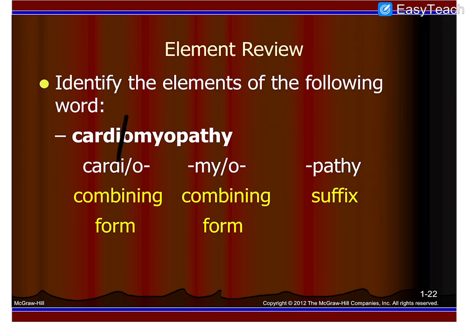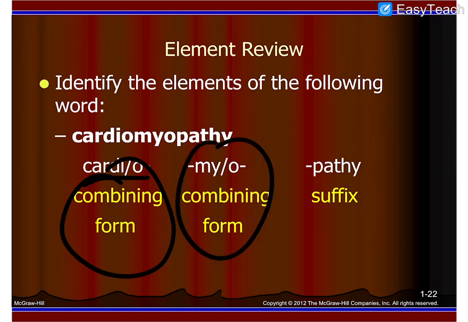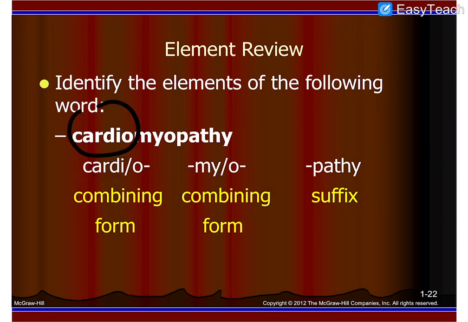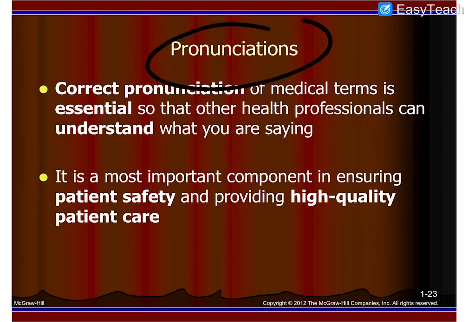Let's review. Here we have cardi, we have O, we have myopathy, cardiomyopathy. Now, cardio is the combining form. Myo is also a combining form, with pathy being the suffix. Cardio refers to the heart. Myo refers to the muscle. Pathy refers to a disease or an illness. Therefore, cardiomyopathy is referring to an illness of the heart muscle.